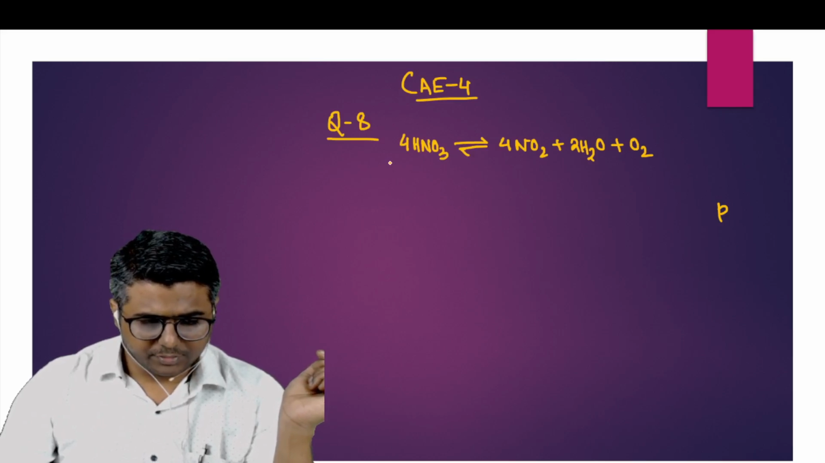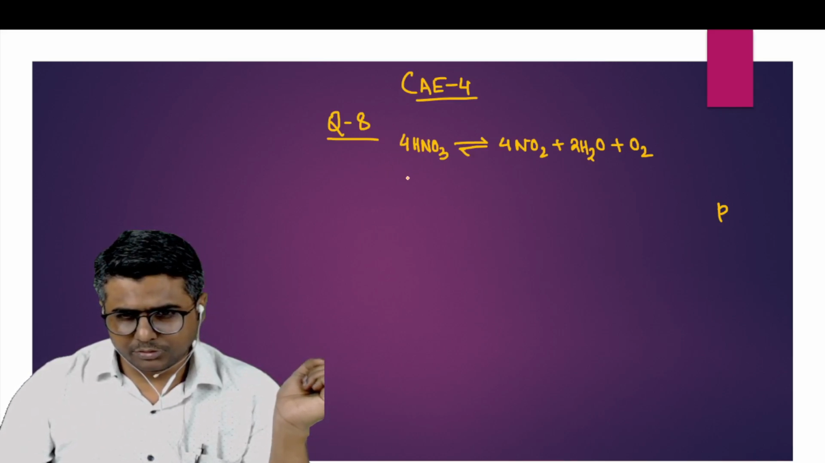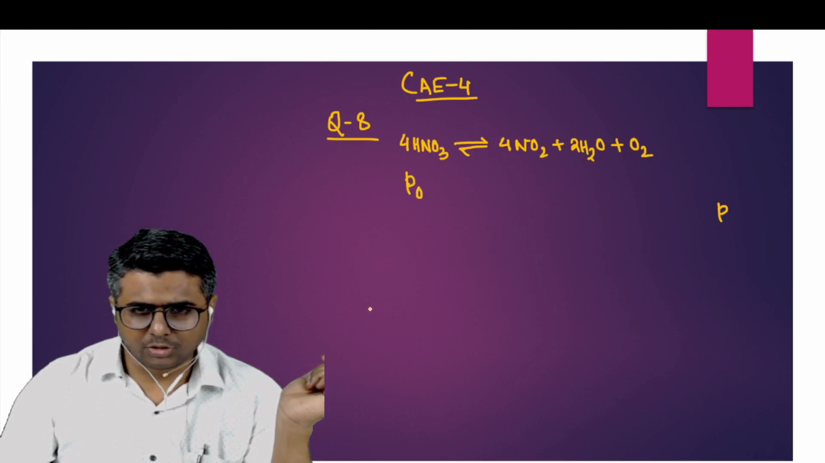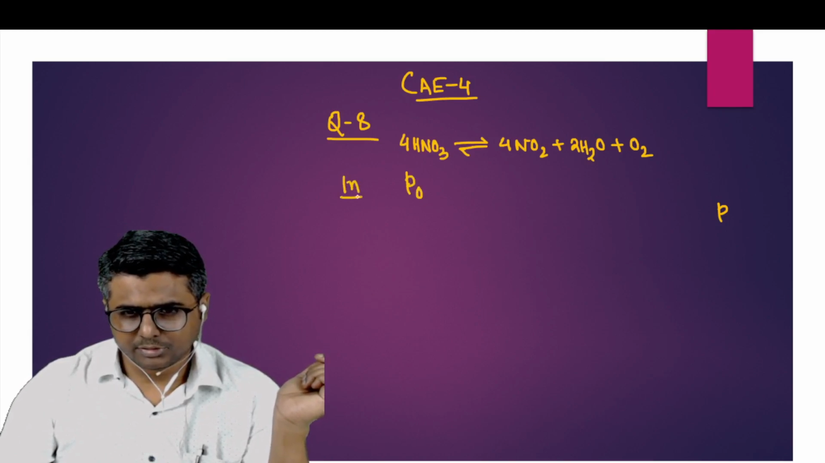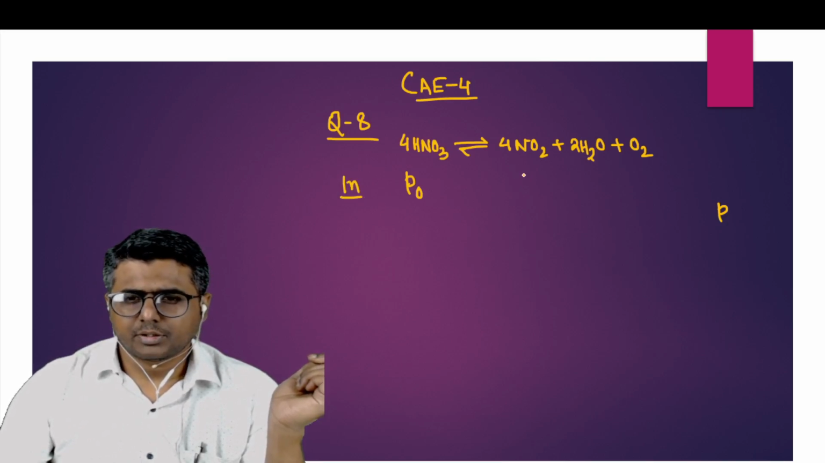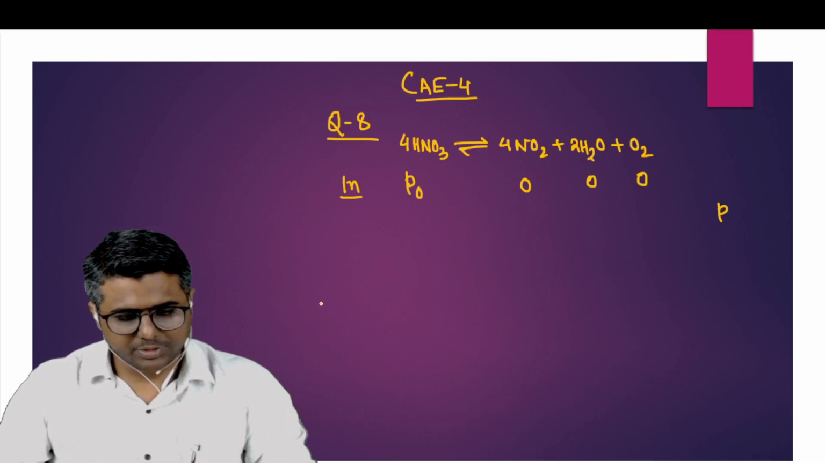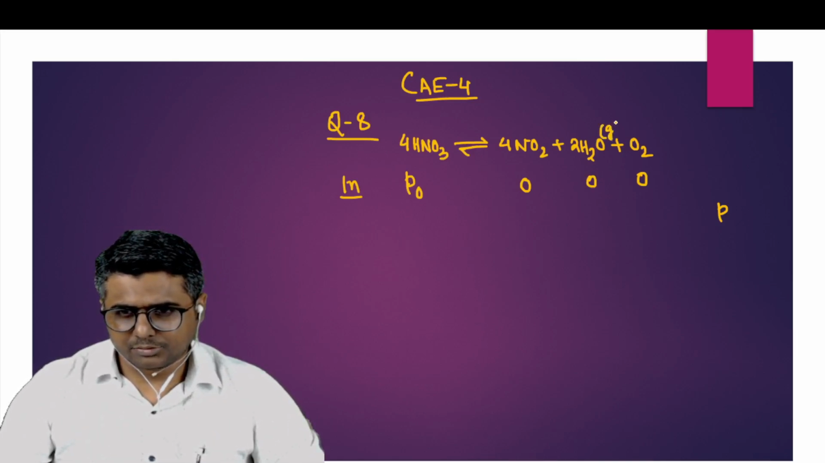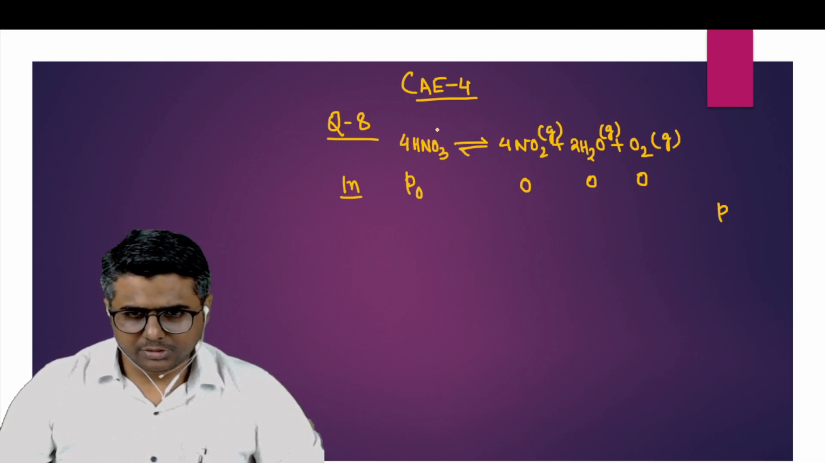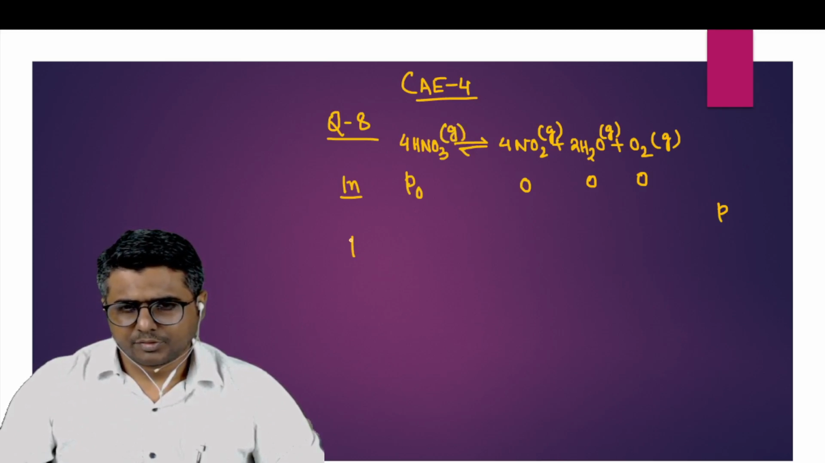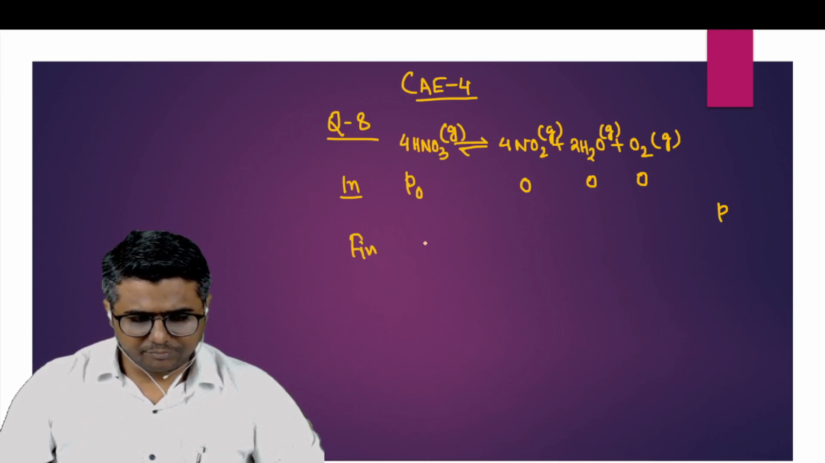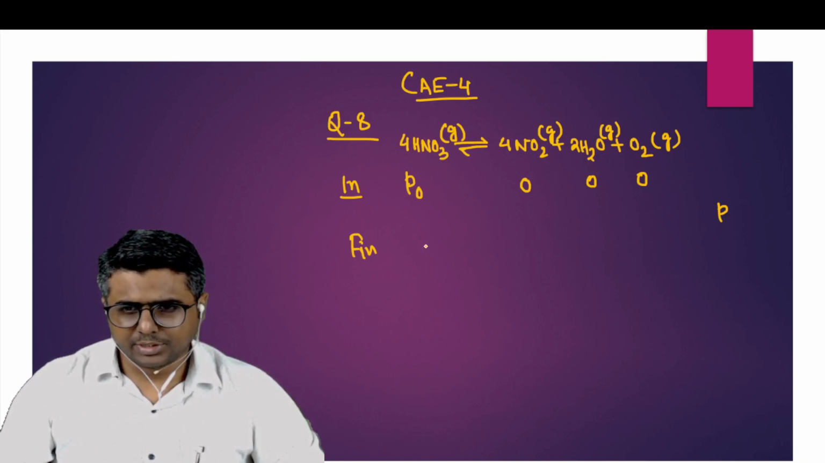So we'll start. When there is pure HNO3, let this be P naught, pure HNO3 initial. At that point of time, the partial pressure of NO2 will be 0, water will be 0 and oxygen will be 0. Here water is given as a gas, so you have to consider the pressures. Everything is a gas. HNO3 is also given as gas. Final or at equilibrium, you have to take something as X.